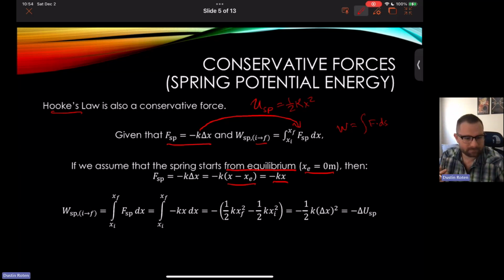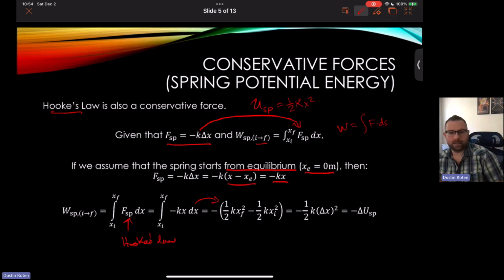So if we do this, we can plug in Hooke's law. The k comes out because that's simply a constant, and then you should be able to integrate this pretty easily now. When we do the calculus here and integrate, notice what we get. We still have the negative out front, so be careful with that.